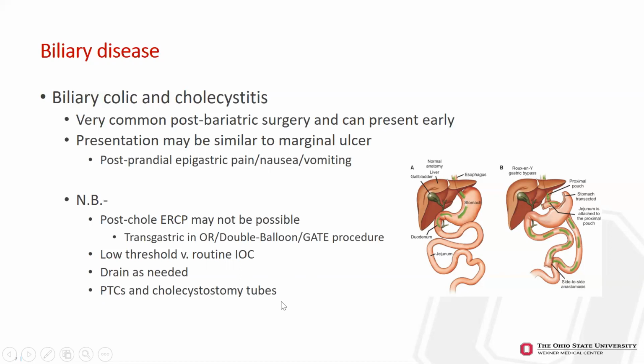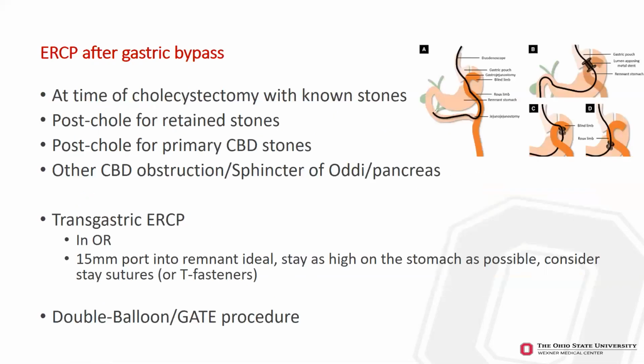Certainly for those patients that present acutely with a common duct obstruction and sepsis, a PTC and a cholecystostomy tube is often a first line in a very obese patient or somebody who's had bariatric surgery to get them under control if you're not going to be able to handle the duct in the operating room.